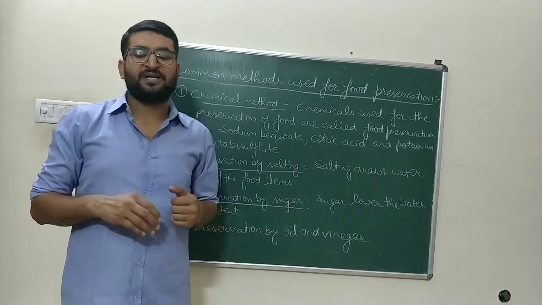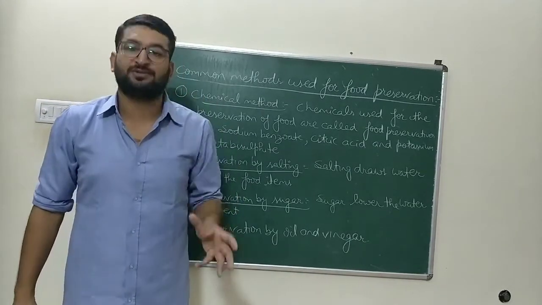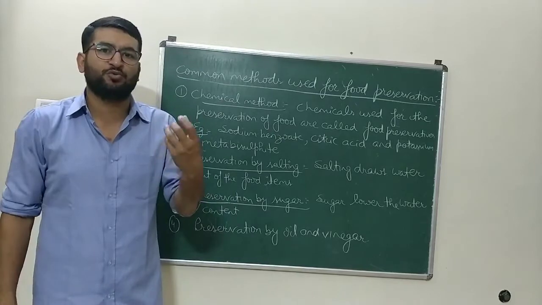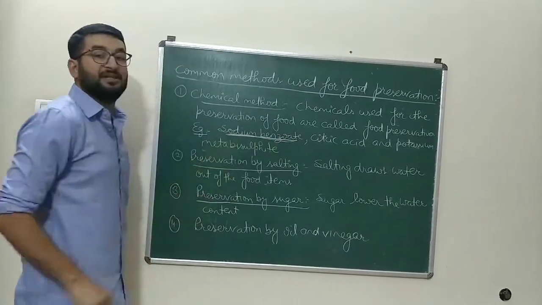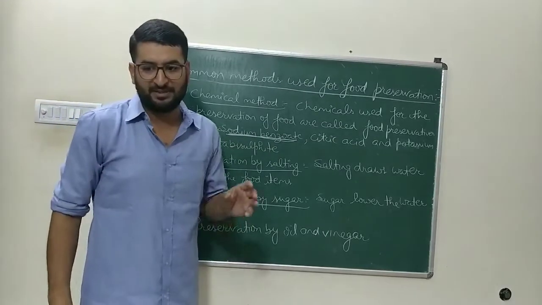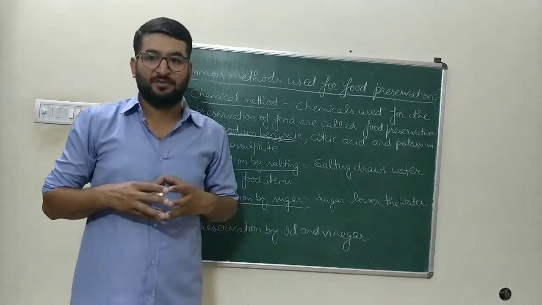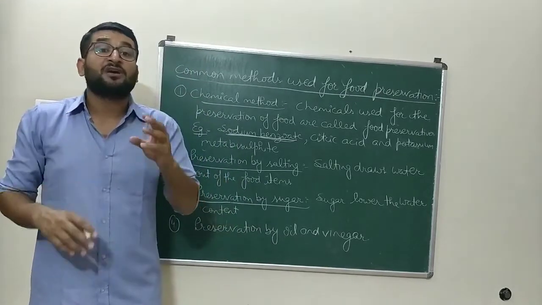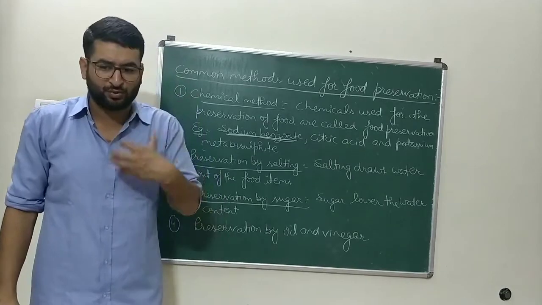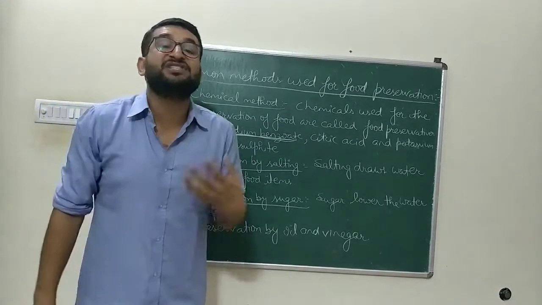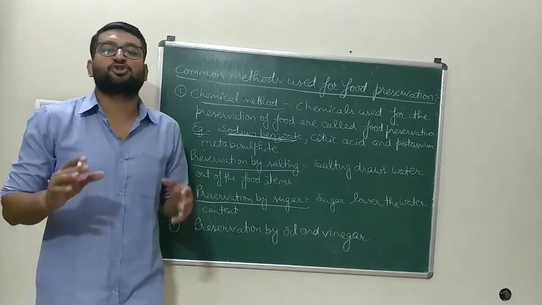Sodium benzoate is used for preserving fruit juices and squashes. The squashes and the fruit juices which we drink in the summers are preserved by using sodium benzoate. They contain sodium benzoate in them. Potassium bisulfite is used for preservation of cut fruits, the stored foods or the fruits which we eat, the jams and jellies, etc. Second is preservation by salting.